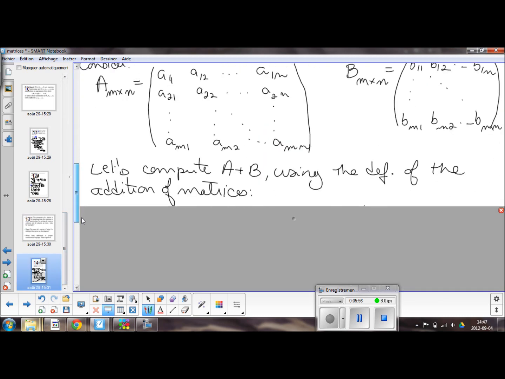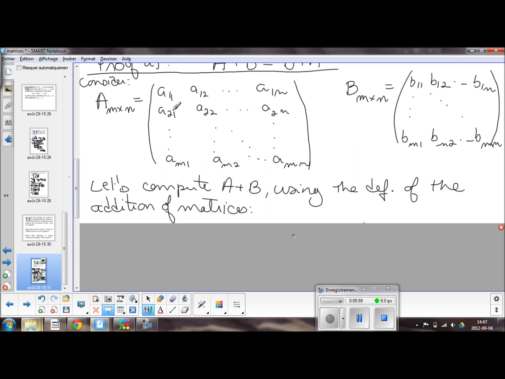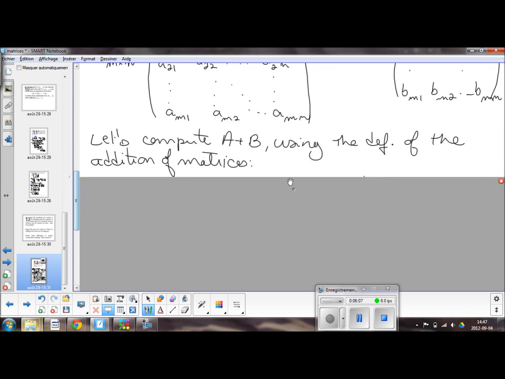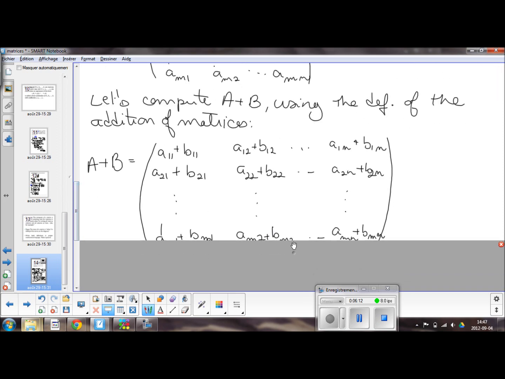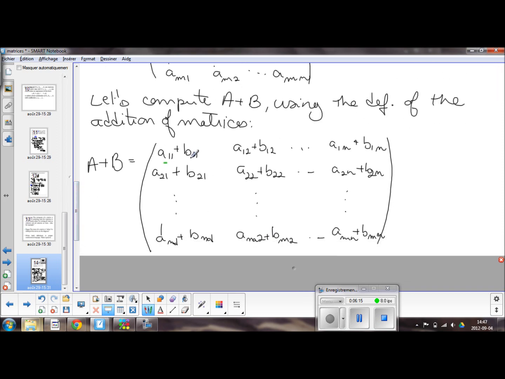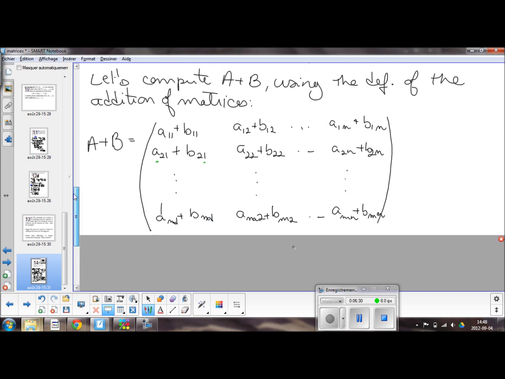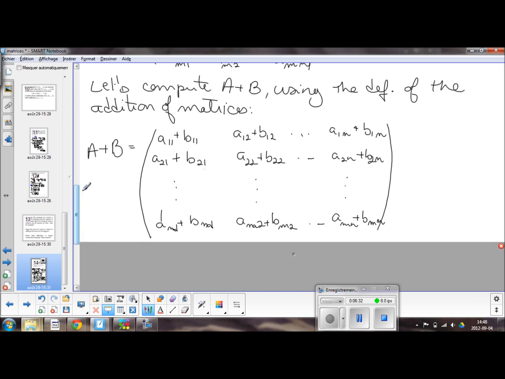Okay. So the definition, what it means is that I'm going to add this plus that, that's going to be my first entry. This plus that, the second one, and so on. So I've done that. So A plus B is this. First entry is first entry of A plus first entry of B. Second, and so on. A21 plus B21, that's the 2-1 entry of the sum, and so on. This thing we know is the definition of the addition of matrices.